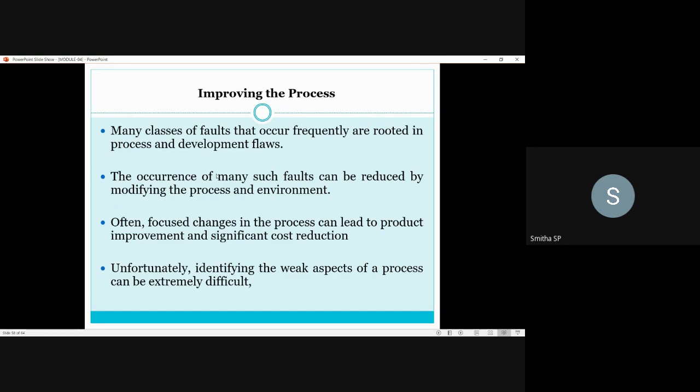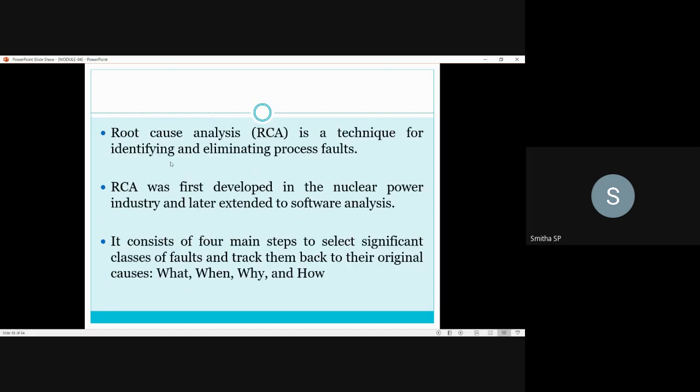Okay, next, unfortunately, identifying the weak aspects of a process can be extremely difficult. You know that the faults are rooted in the process and development flaws, and once you modify that process and environment, you can reduce those faults, leading to improvement of production and reduction in cost. But unfortunately, identifying the weak aspects in that process is difficult. If you identify them, you can correct them, but identifying those weak aspects of the process is a difficult task. Okay, so that is improving the process.